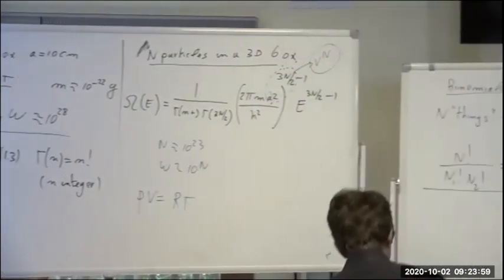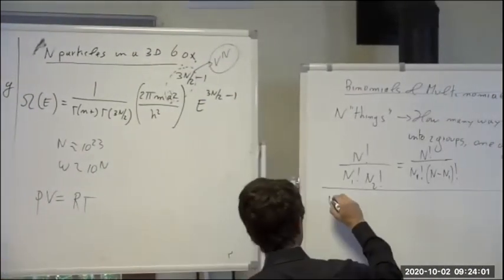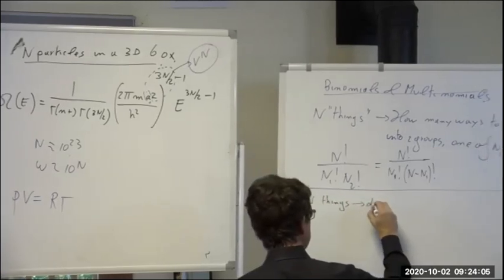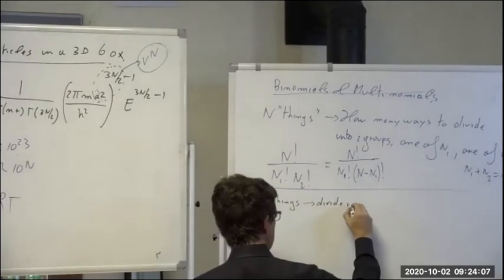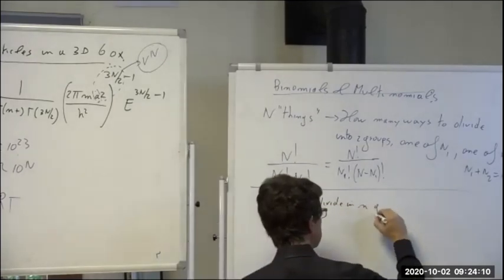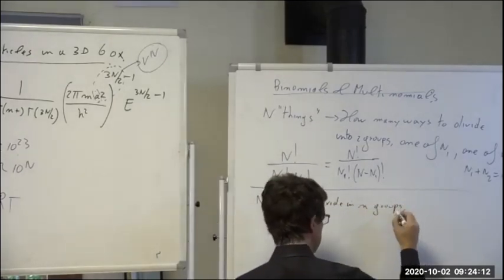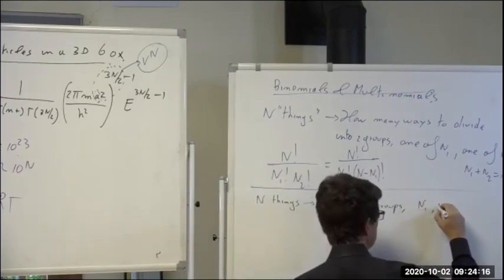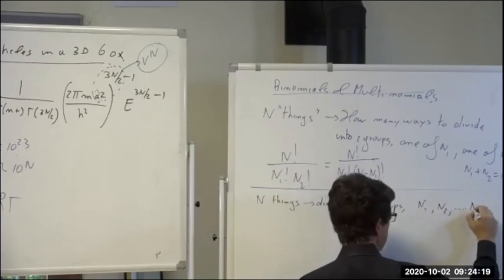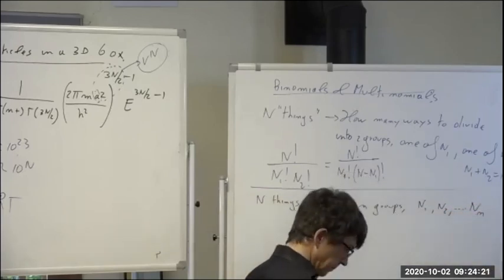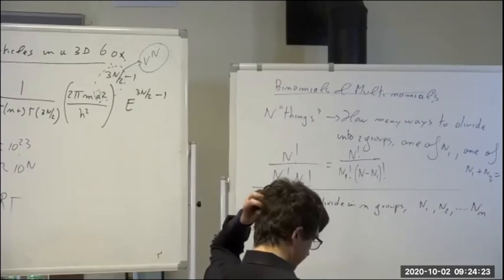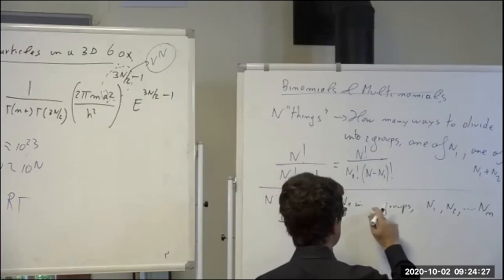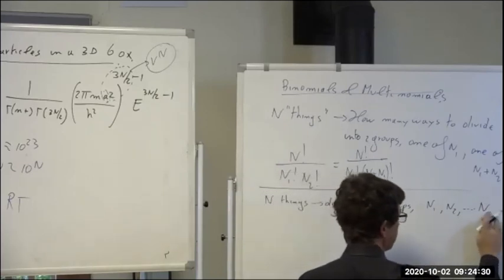So the multinomial is, now you have, how do I take n things and divide them into n groups, and the number of elements in each group is n1, n2, etc., up to n small n. Sorry, I call this R later. Let me call this R for now. Otherwise, we have too many n's.